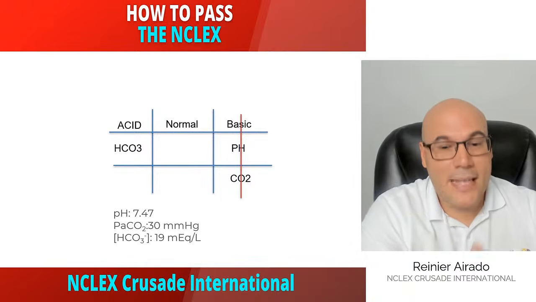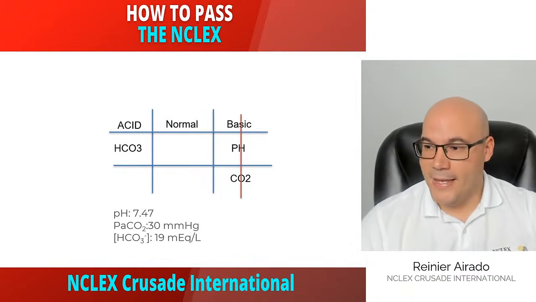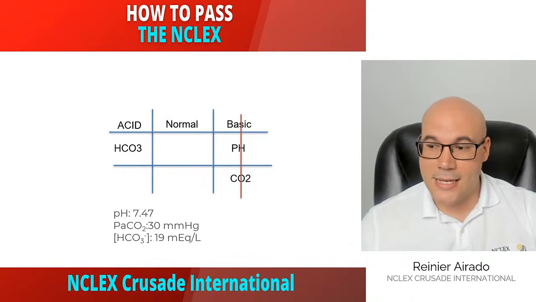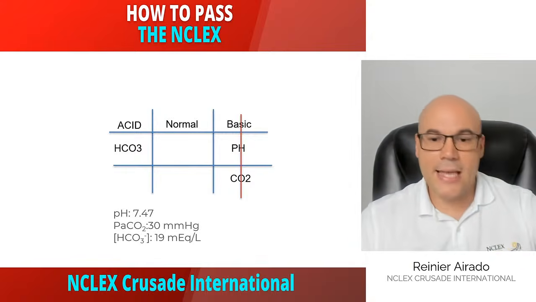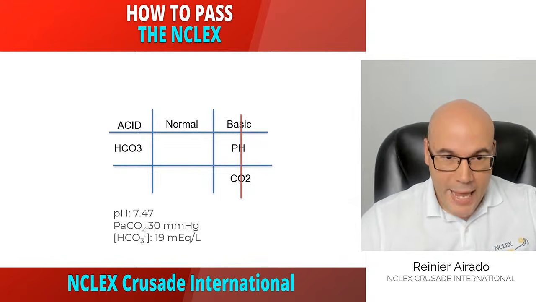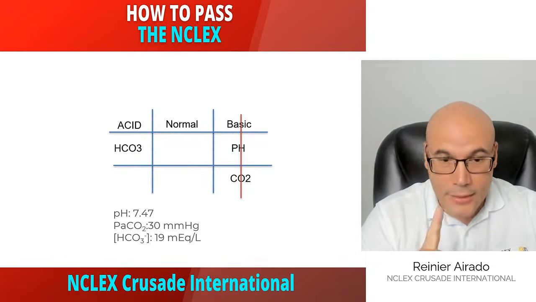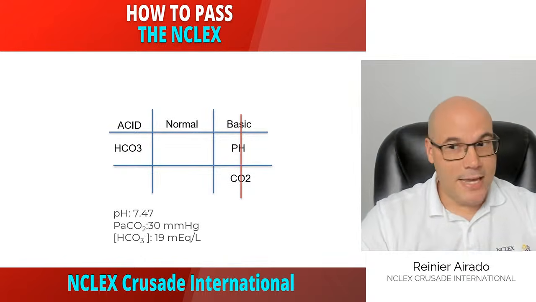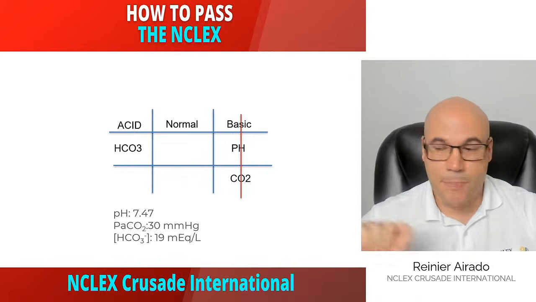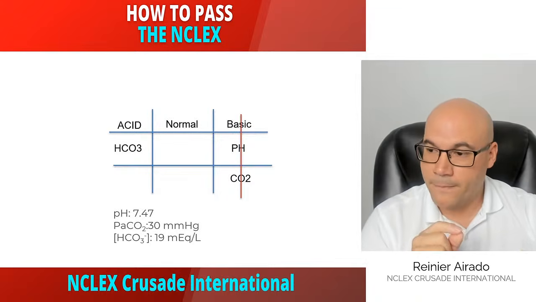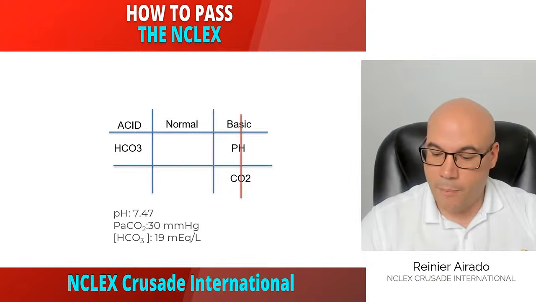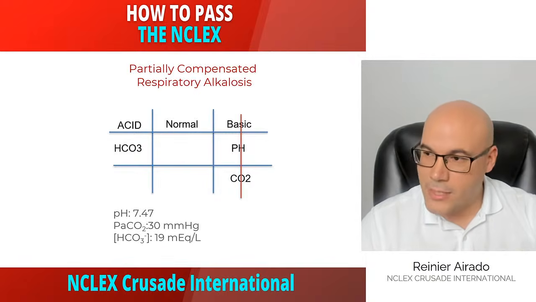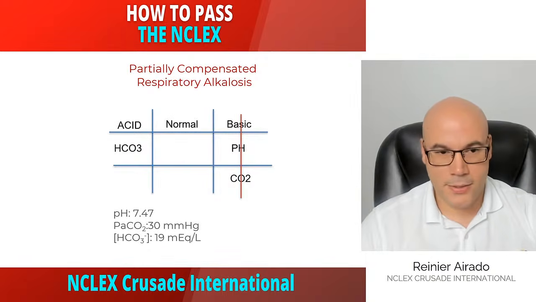Well, what is the bicarbonate doing now? The CO2 is in alkalosis and the bicarbonate is in acidosis. It's on the other end. It's compensating, but the pH is still in alkalosis. The pH has not returned to normal range. So what do we have? Partially compensated respiratory alkalosis.